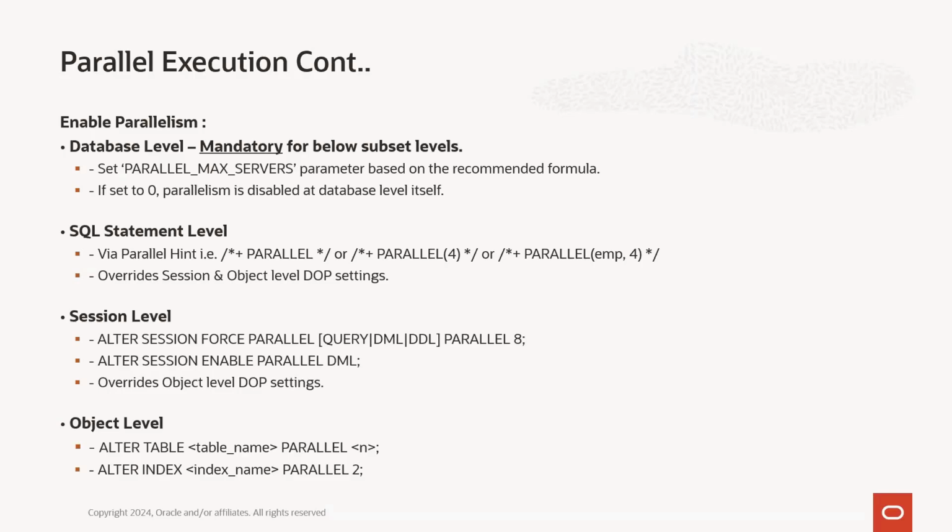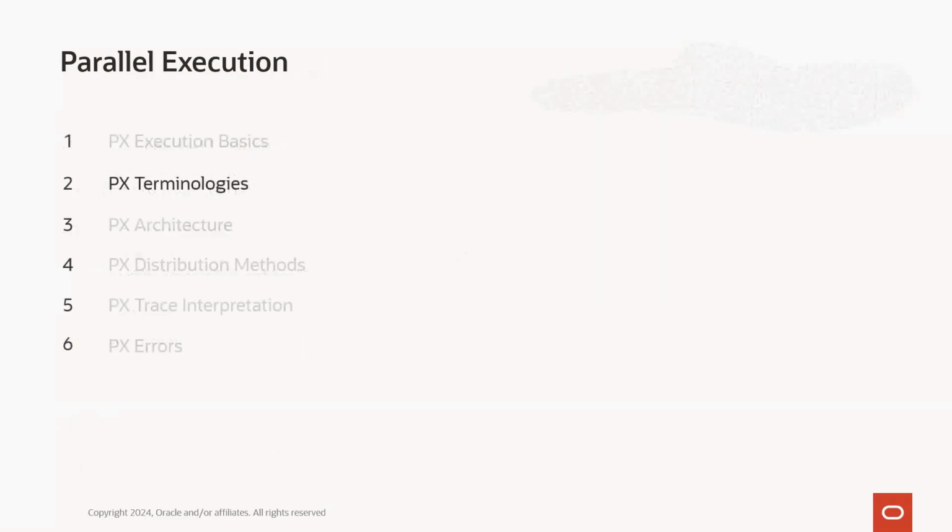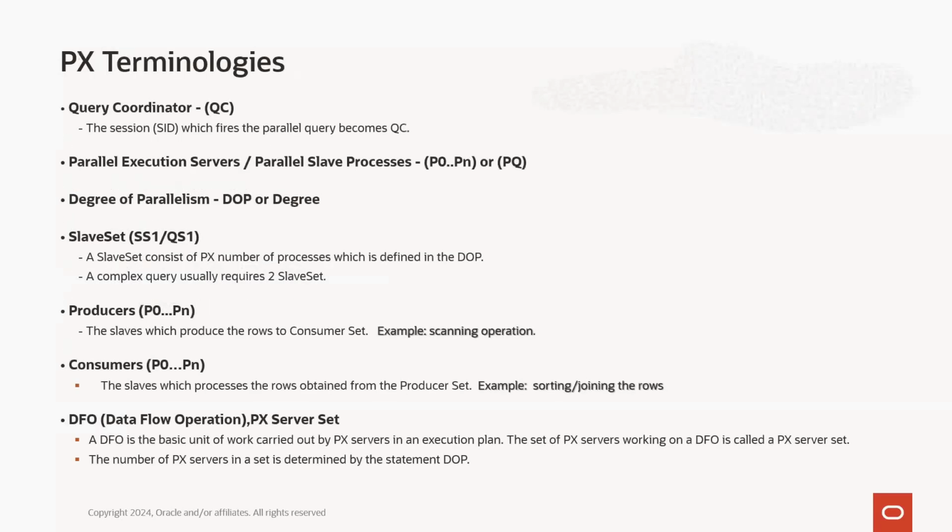There are many other parameters for parallelism. The others can be checked in the Oracle documentation, but these are the basics of parallel execution. Now we'll see PX terminologies. We have different terminologies in parallel execution.